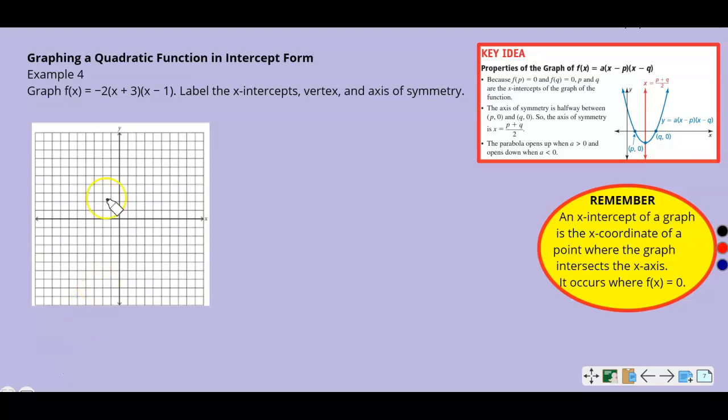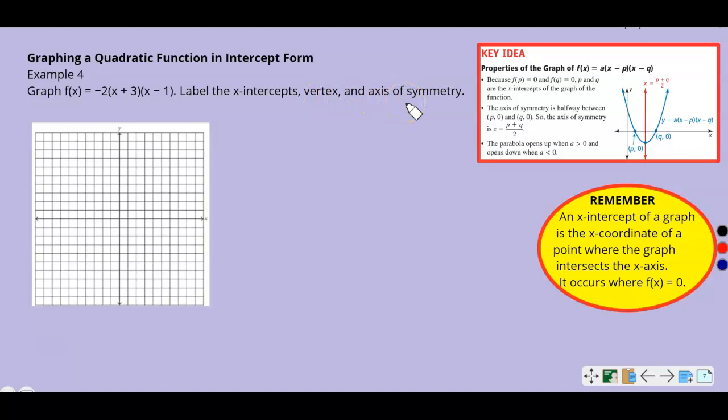Example 4, so graphing a quadratic function in intercept form. Remember, intercept form is this form right here: f of x equals a times x minus p and x minus q. These are your two x-intercepts. You can see here (p, 0) and (q, 0) fall on the x-axis. So that means f of p equals 0 and f of q equals 0. We want to graph this function and label the x-intercepts, the vertex, and the axis of symmetry.